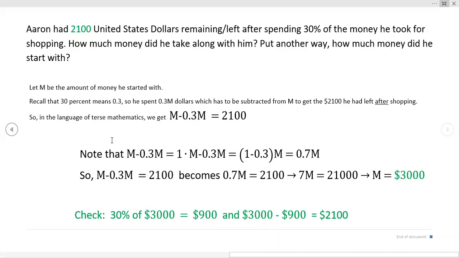All right, so 30% has a decimal equivalent of 0.3, right? So he started with M dollars and then he spent 30% of that. So that's M minus 0.3M is equal to 2,100, which is what he had left. At this point in time, there's no more reading of the problem. You don't have to read the problem anymore. You've directly translated this. This is what they call a direct translation.